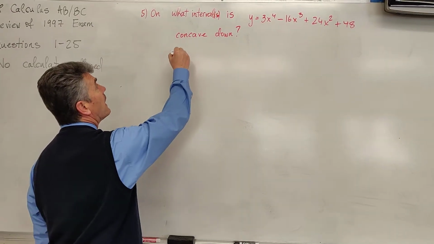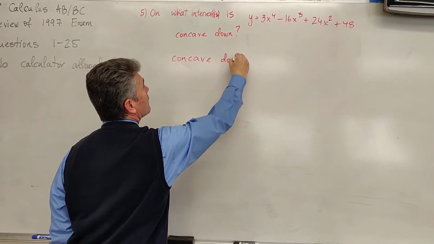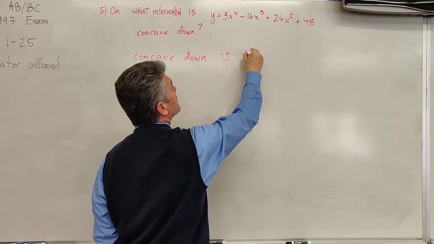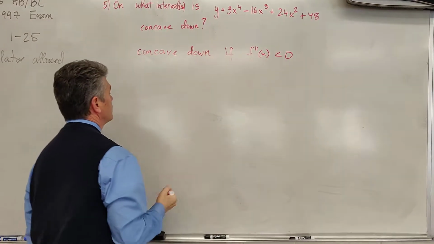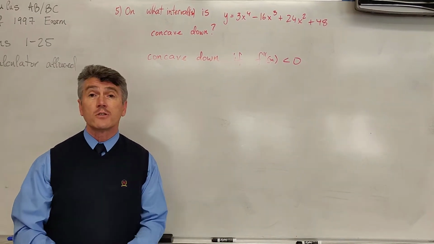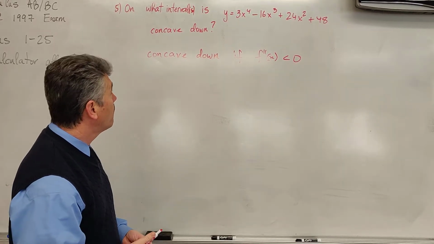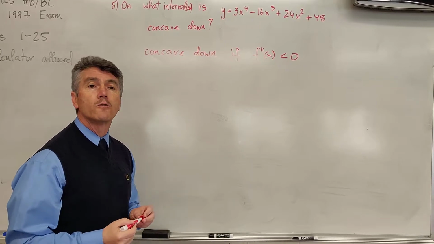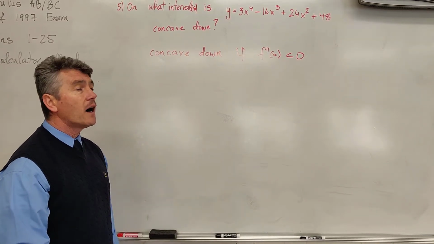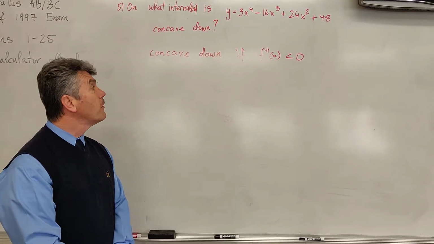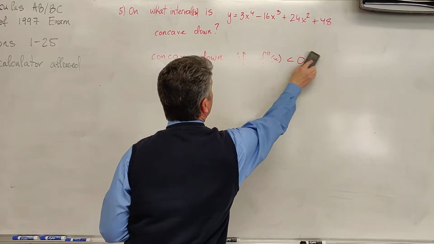A graph is concave down if the second derivative is less than 0. It should make sense. Down should be associated with negative, while up should be associated with positive. So if the question says on what intervals is the graph of that function concave up, again, we find the second derivative, but we look for the interval where the second derivative is positive. So let's proceed.